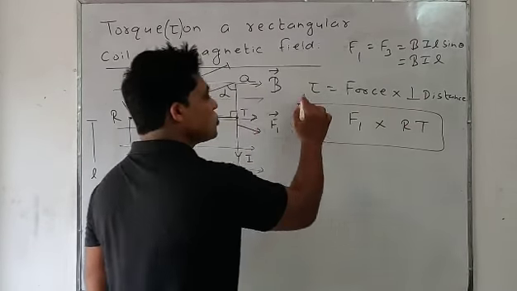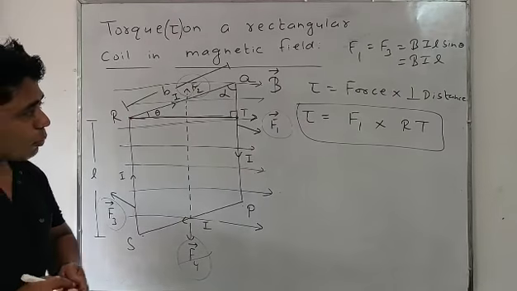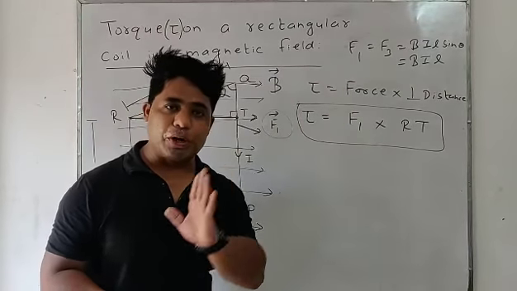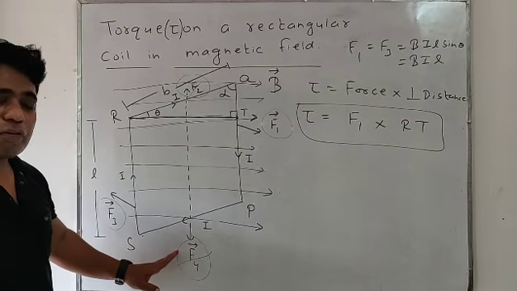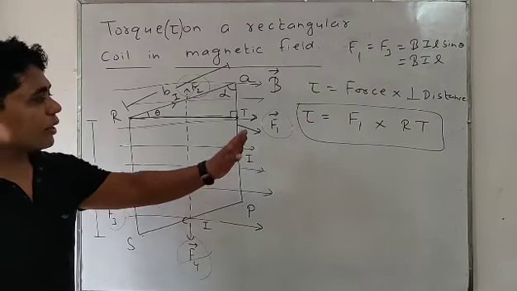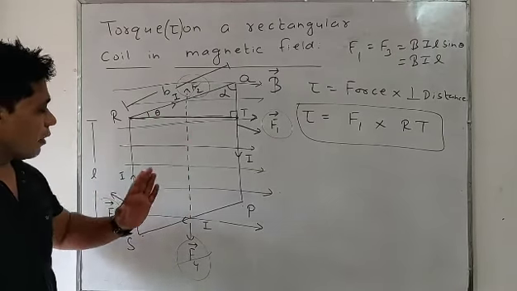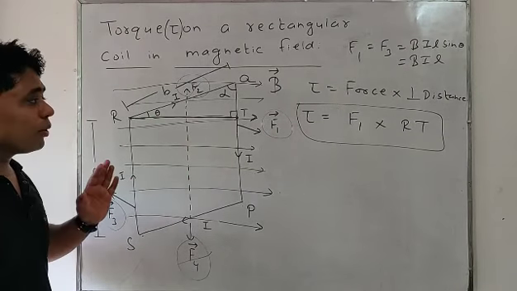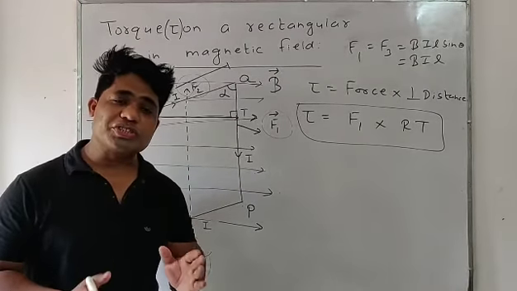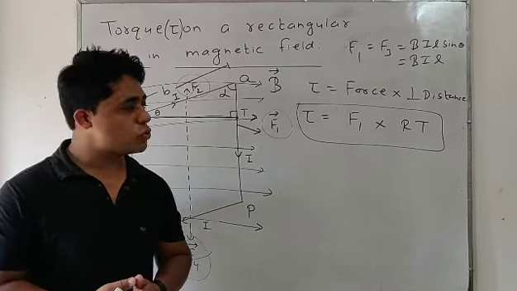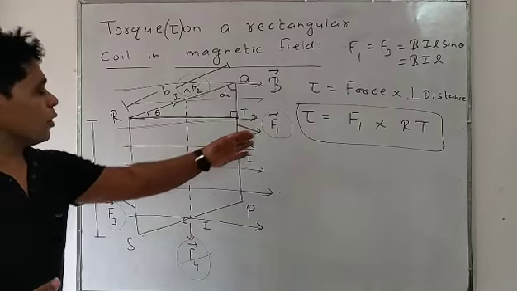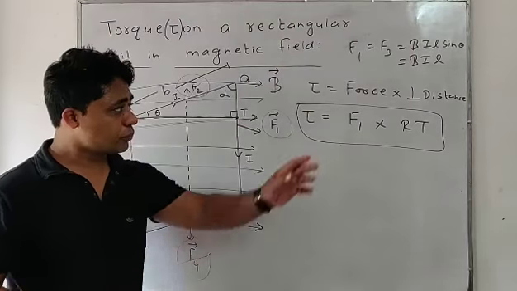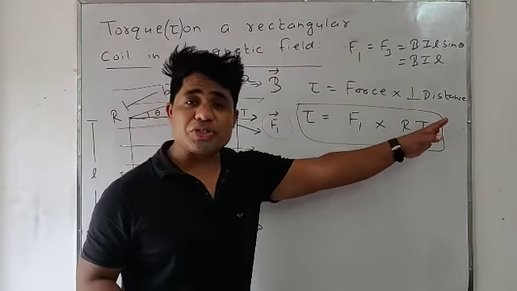Understood, students? What is the moment of force? Force into perpendicular distance. F4 and F2 are cancelled because they are equal and opposite. F1 is upwards, F3 is downwards. Both are equal but not on the same line. That creates a moment of force, which provides rotational motion to the coil. This pair of forces is said to be a moment of force, having the formula force into perpendicular distance.